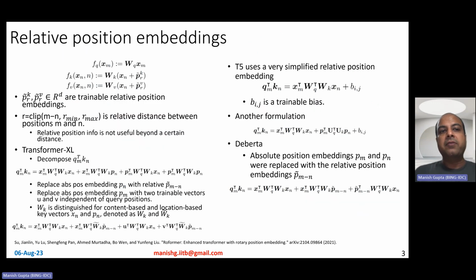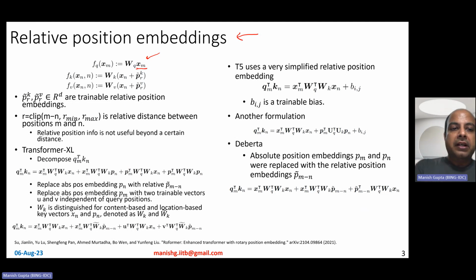Now, over time, people came up with this relative position embedding concept. So the concept is as follows. Some people initially proposed that you compute the position-weighted representation for the query as W_q times x_m, ignoring the position embeddings completely. So you're just using x_m, which is the content. Okay, so ignore the position embeddings completely.